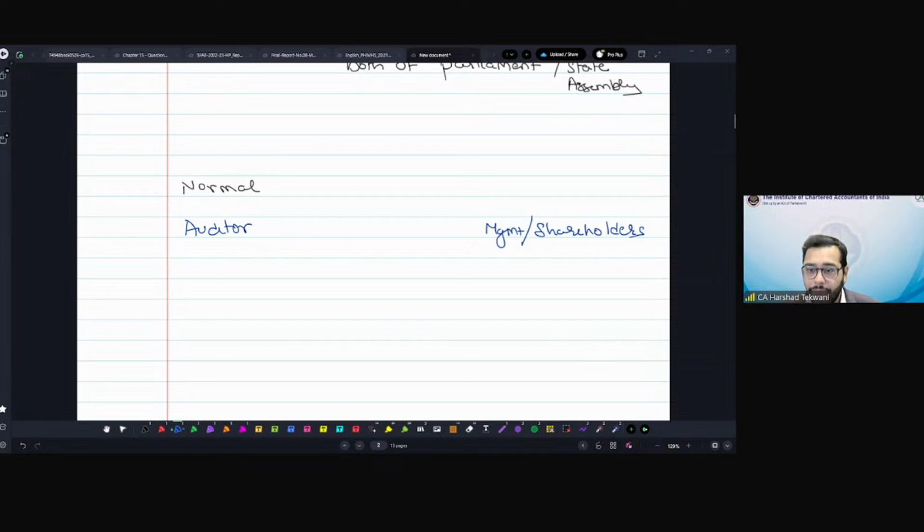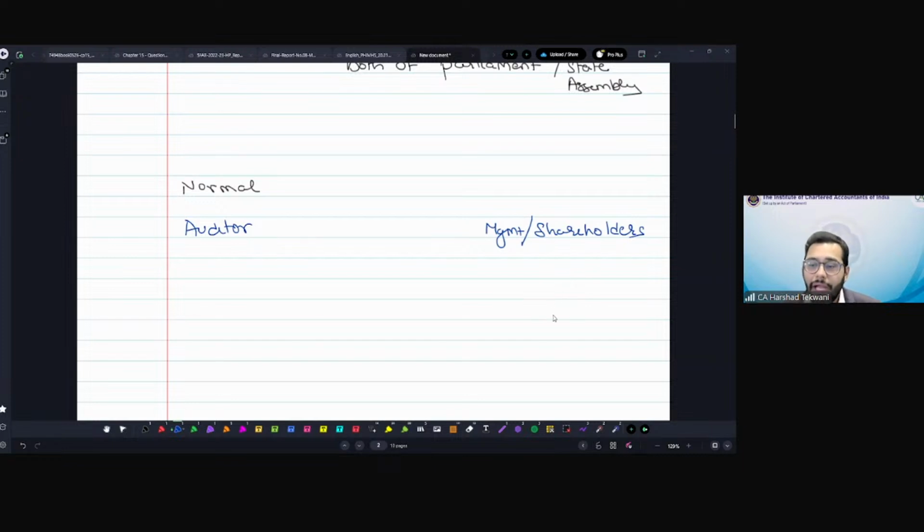Okay. Now, responsible party. Who is the responsible party here? Responsible party is the entity whose audit is being carried out. Earlier, I was talking about management and shareholder. You can say these are the responsible party, basically. Okay.